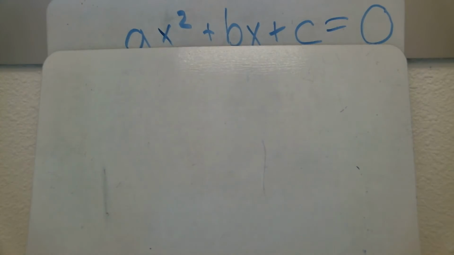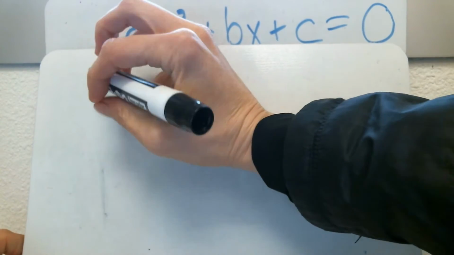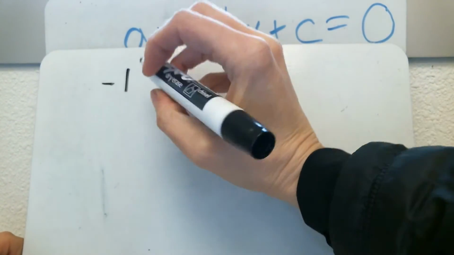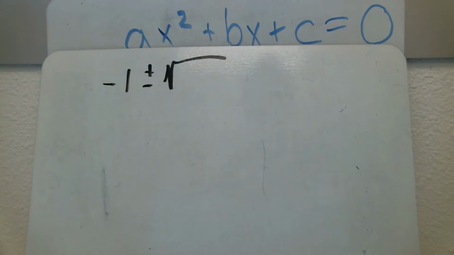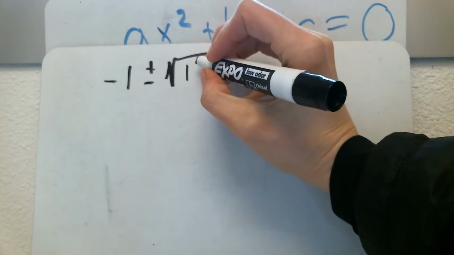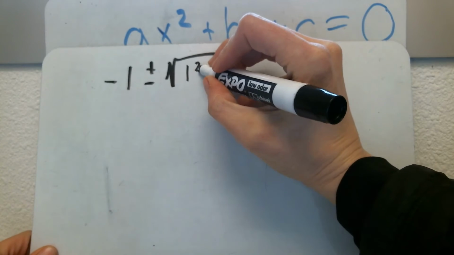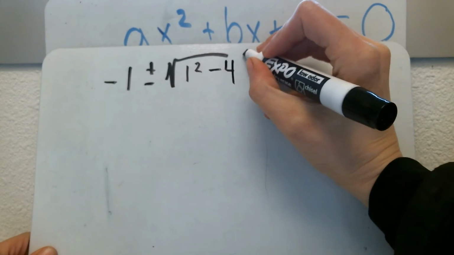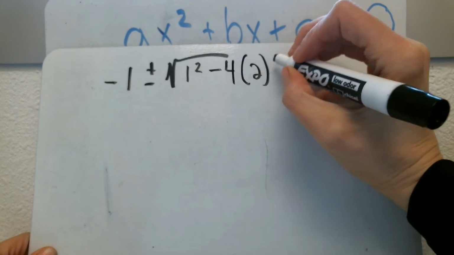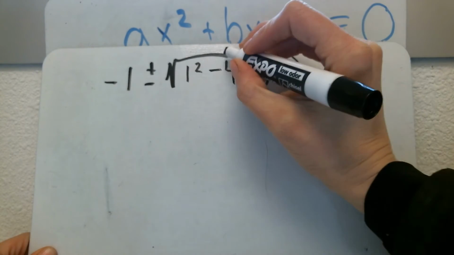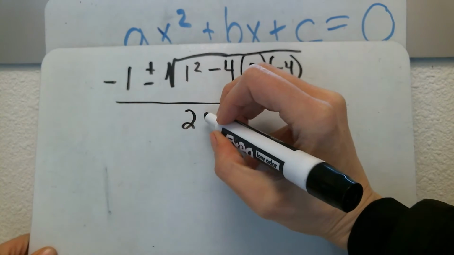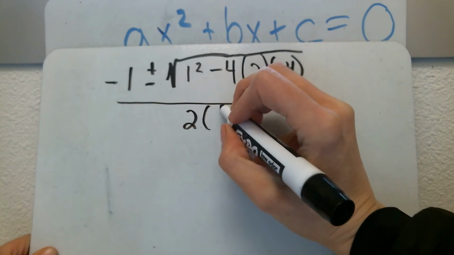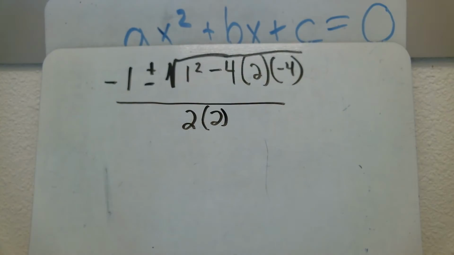So my next step here is still going to be my negative 1, and I'm still going to have plus or minus. But what I'm going to do is simplify what was underneath the square root. So this is what was just underneath the square root, and then this was underneath it, 2 times a. Okay, so I'm going to work on simplifying this.